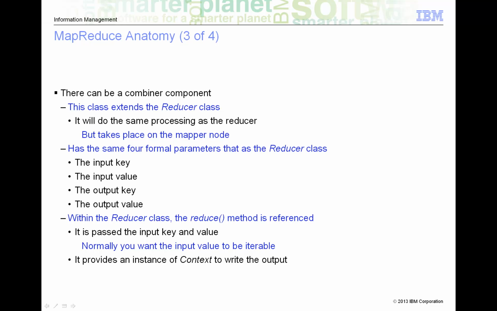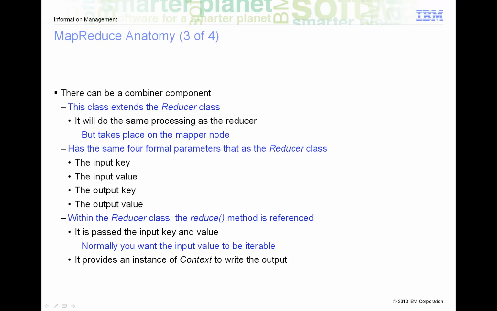The third component is a combiner component and is optional. The idea behind the combiner function is to do some data reduction at the mapper node and thus lessen the amount of data that needs to be transferred to the reducer node. A combiner function cannot be used in all cases.